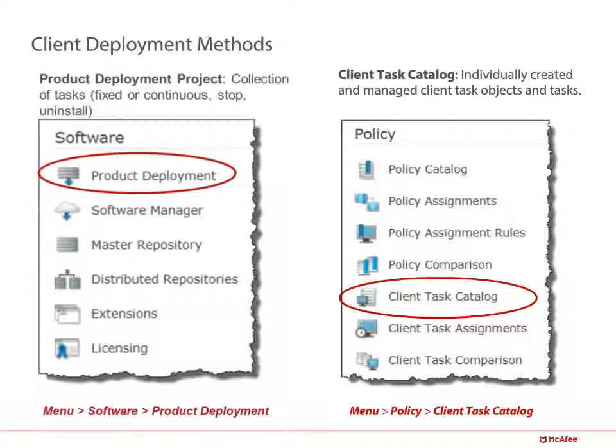From EPO, we have two types of client deployment methods. We have the way that you can create the client deployment project, which has the different tasks for fixed or continuous. You can do a stop and uninstall, so we'll review that. We also have the client task catalog, where you can create your own client tasks to deploy any of the products from EPO, and the machines will then go to the closest repository and download and install the product.